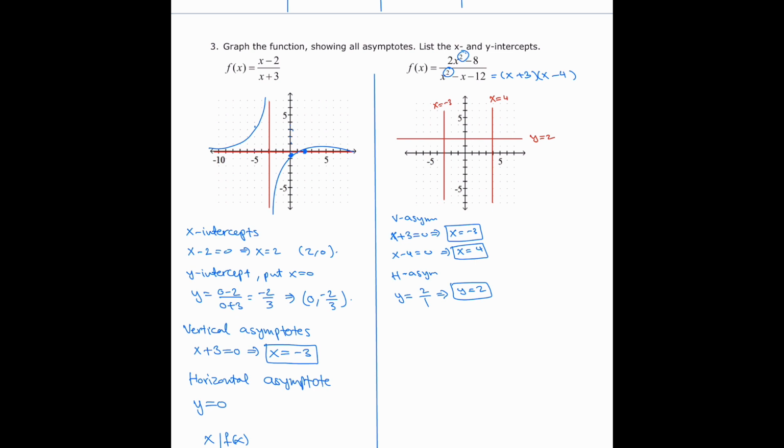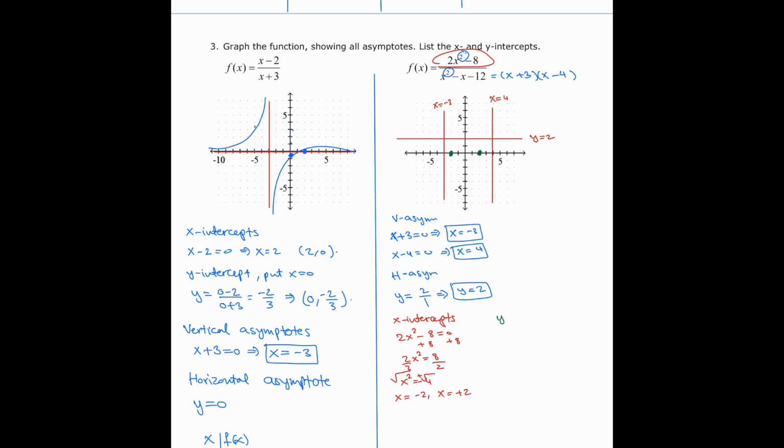To find the x-intercepts, I will put the numerator equal to 0 and solve. So I have 2x squared minus 8 equals 0. I will add 8 to both sides: 2x squared equals 8. Divide by 2 and I get x squared equals 4. Take the square root, positive and negative, and I get x equals negative 2 and x equals positive 2. So positive 2 and negative 2 are the x-intercepts.